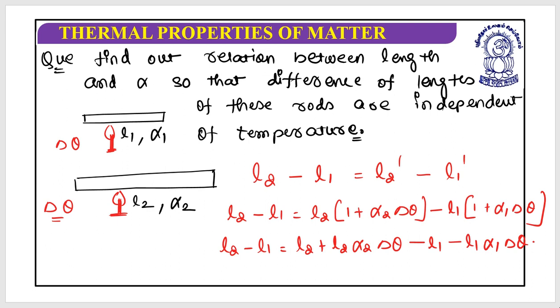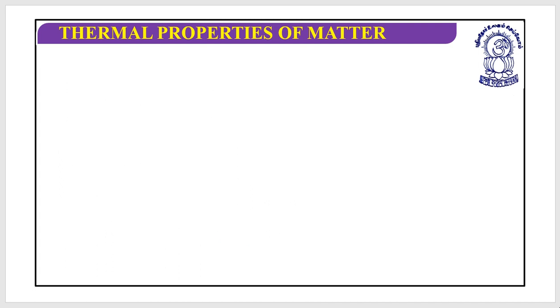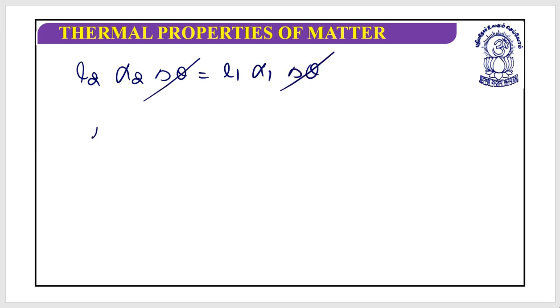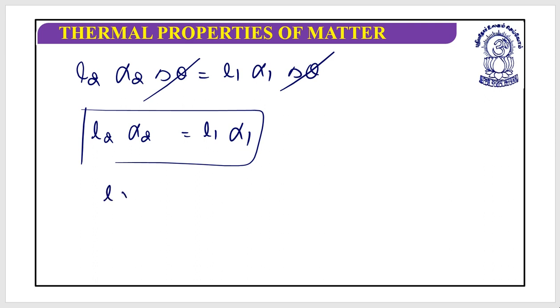From this, L2 minus L1 cancels on both sides, and we get L2 alpha 2 delta theta equals L1 alpha 1 delta theta. So I can write L2 alpha 2 equals L1 alpha 1, or I should say L into alpha should be constant.